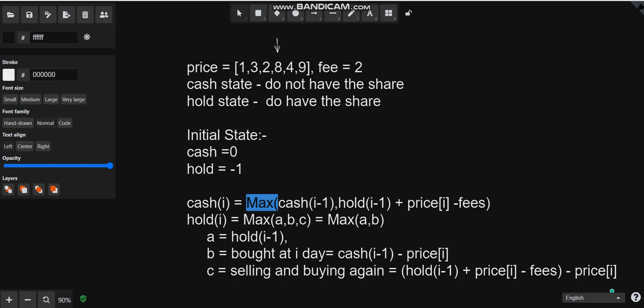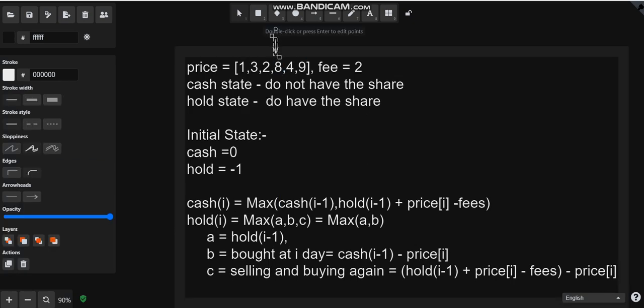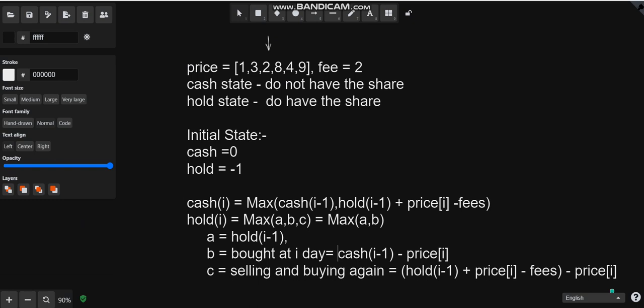Similarly, we will calculate the hold at the ith position. So hold basically states that we have the share at the ith position. So we can say that at I minus 1 also we were having this share. The other thing would be that at I minus 1 we basically were not having the share before. So basically, we can check this one.